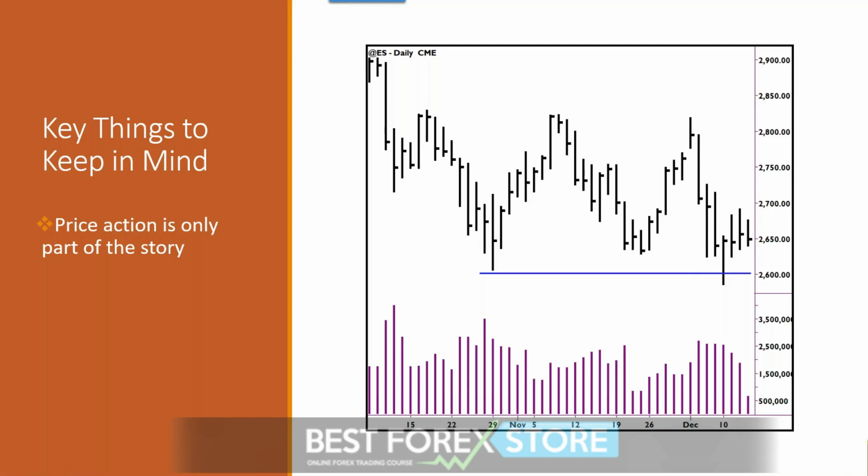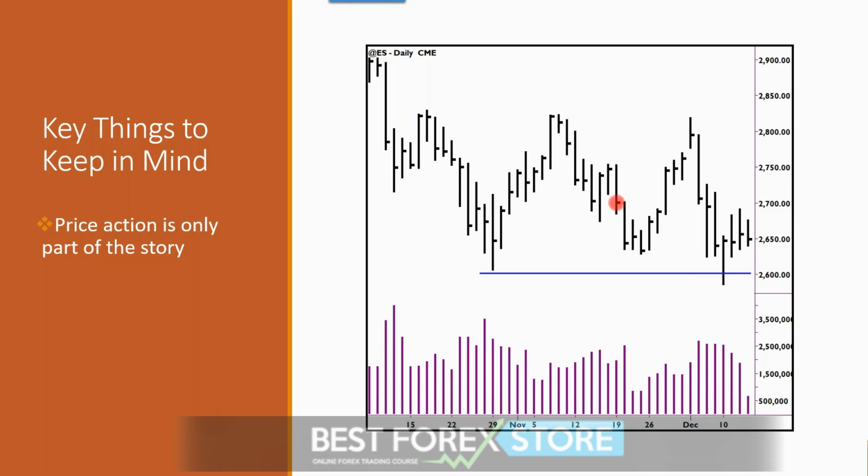Now, when it comes to things that we want to keep in mind with respect to this method, price action: a lot of people look at price action and trade off of that and think that's all they need to do. Good luck with that is what I would say. Price action is only a part of the story. And here on this chart, for example, we have a spring setup. For those of you who don't know, the market's coming down, it makes a low.